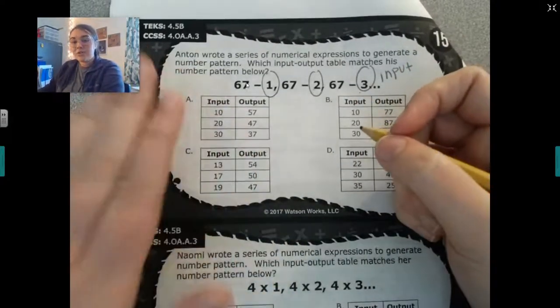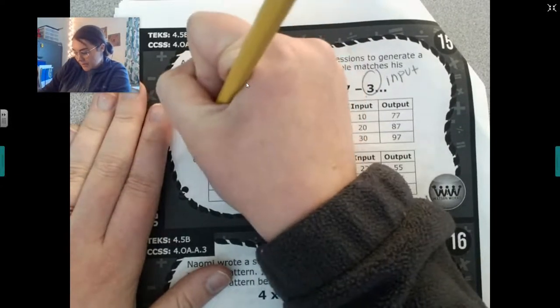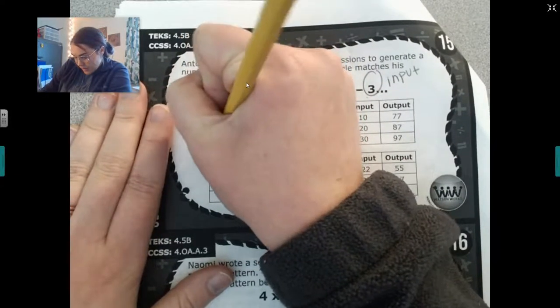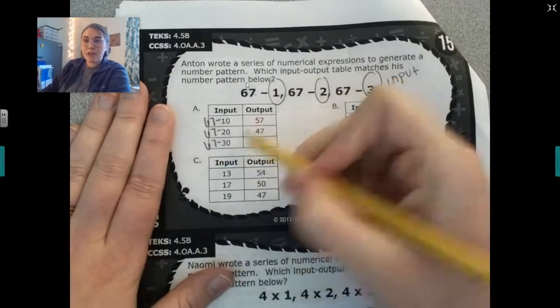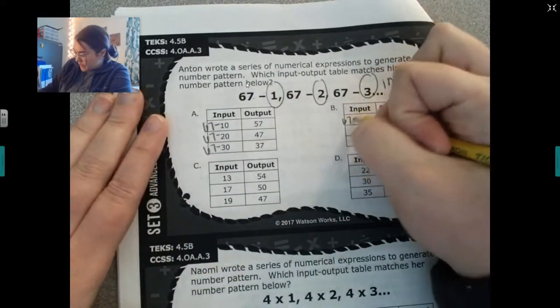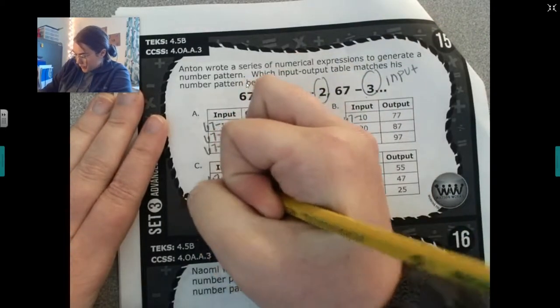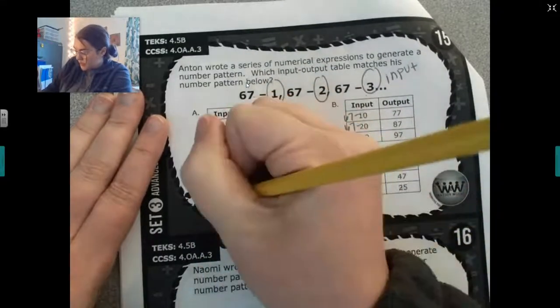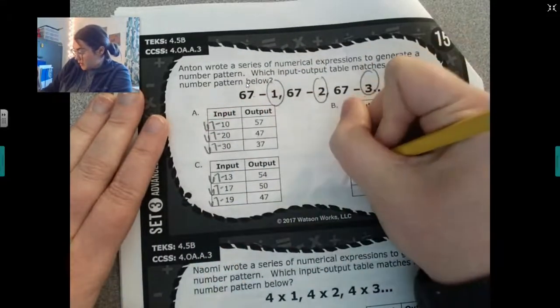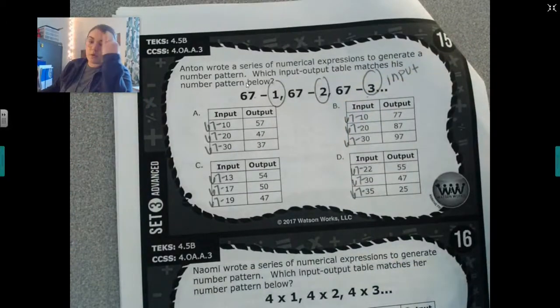So what it's telling you to do is take 67 and subtract it from each of your inputs. That would be 1, 2, 3. So you just continue with all of your inputs and you see which one works. You replace the 1, 2, 3 with the inputs that they give you and see which one works. So right now I want you to pause the video and I want you to go through and see which one works.